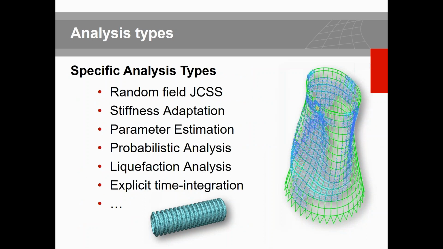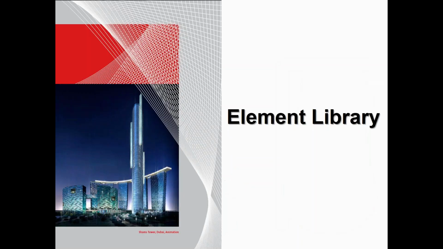So next to those conventional types of analysis, you can use Diana for random field analysis based on introducing heterogeneity in the model, not homogeneity, stiffness adaptation, parameter estimation, probabilistic analysis, liquefaction analysis, and explicit time integration analysis that helps you to really extend and challenge all the high-end analysis from beginning to the end in one platform as Diana.